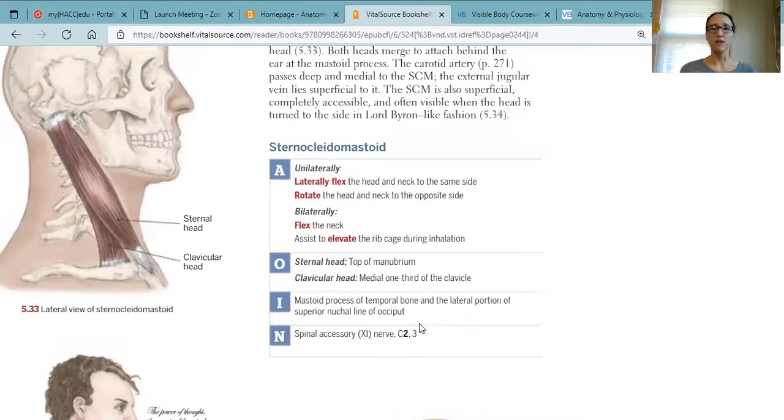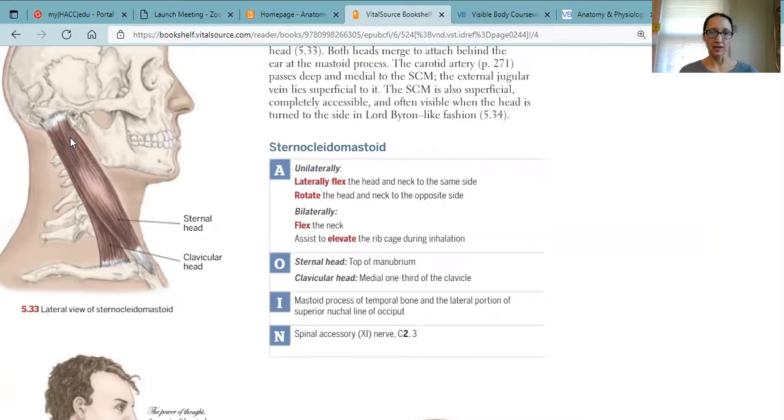Now, of course, when you're developing, the sternocleidomastoid and trapezius separate, and then the actions are different. But actually, in some people, it doesn't separate fully, and they tend to have a bit of an issue with range of motion with their neck. It's not very common, though, just a fun fact.